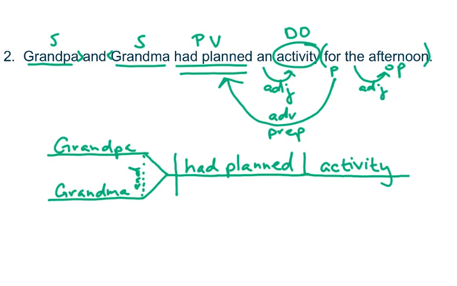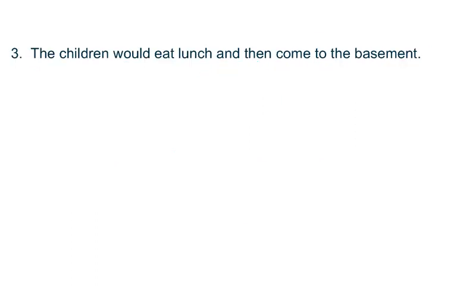Okay, here we go. Grandpa and grandma had planned activity. Let's add our modifiers. Do we have any modifiers for grandma and grandpa? No, we don't. Do we have any modifiers for had planned? Yes, we do. For the afternoon. Do we have any modifiers for activity? Yes, we have an.